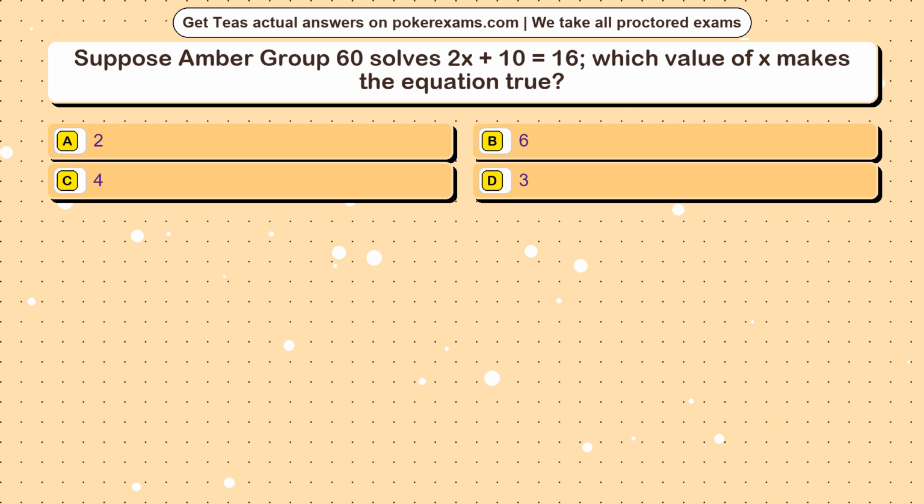Question 9. Suppose Amber Group 60 solves 2x + 10 = 16, which value of x makes the equation true? Option A, 2. Option B, 6. Option C, 4. Option D, 3.